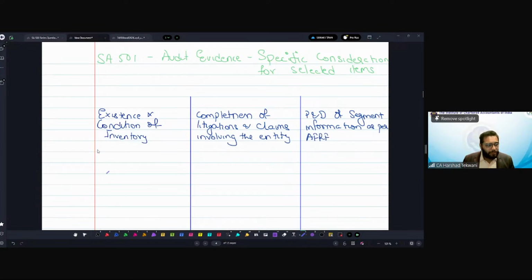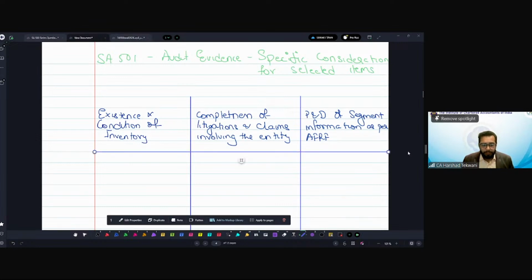So these are the 3 items that we have to discuss in detail, and their specific requirements. Means how to obtain audit evidence in these 3 categories or in these 3 scenarios. For each scenario, the standard provides in detail the list of procedures that you are required to do. It guides you on what procedures you need to perform to verify the existence and the condition of the inventory, completeness of the litigation and claims, and presentation and disclosure of the segment. So let's start one by one.